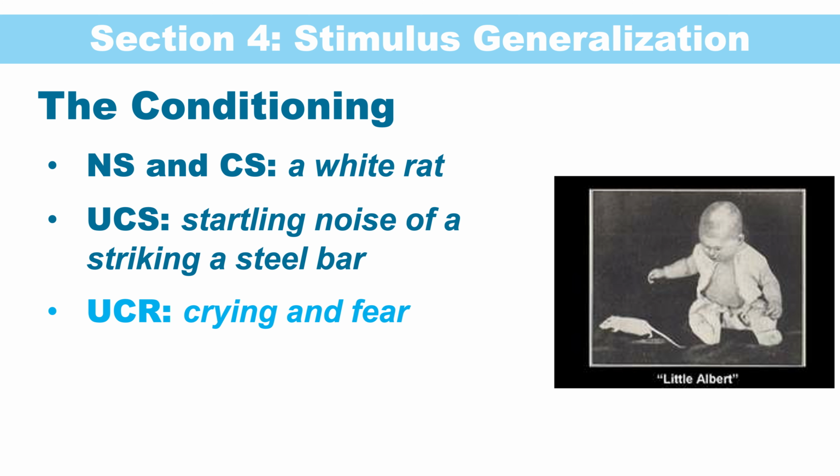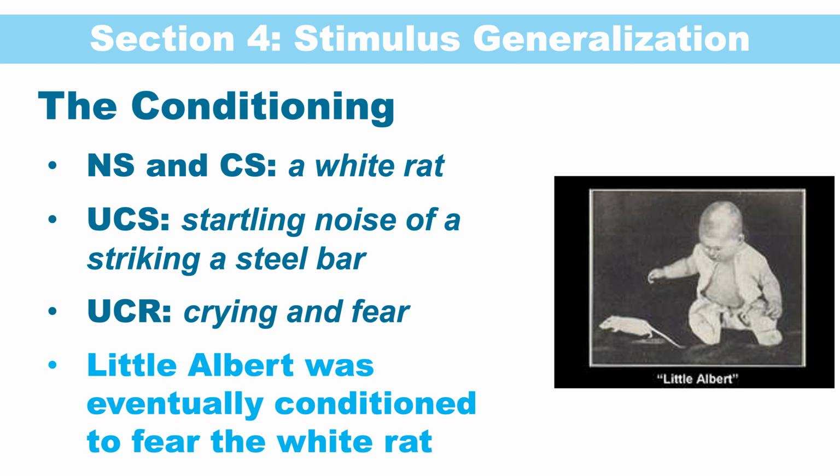Watson then paired the white rat, or the neutral stimulus, with the loud noise, the unconditioned stimulus, repeatedly. Over time, Albert began to cry, now a conditioned response, or CR, just at the sight of the white rat, now a conditioned stimulus, or CS.